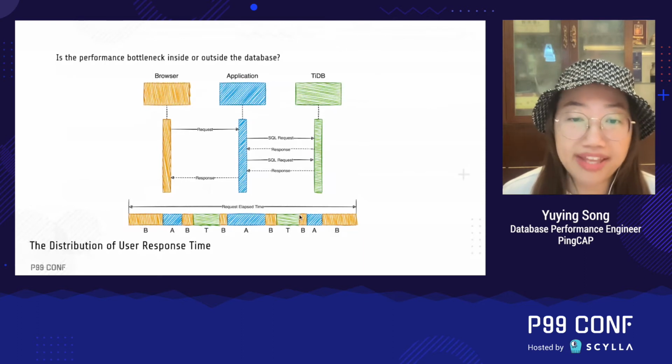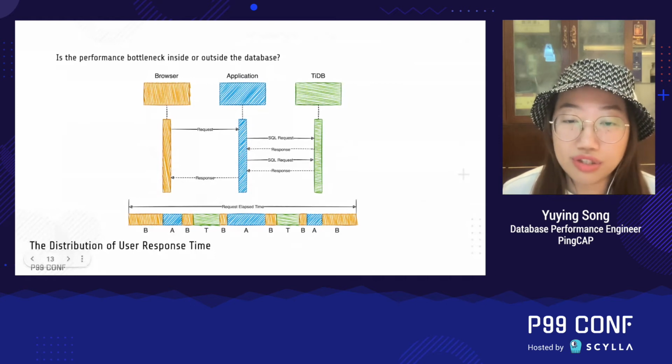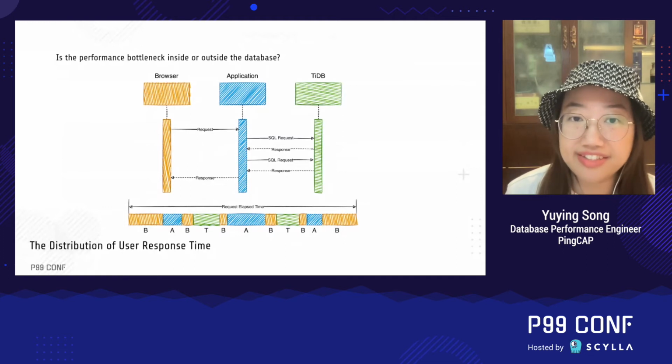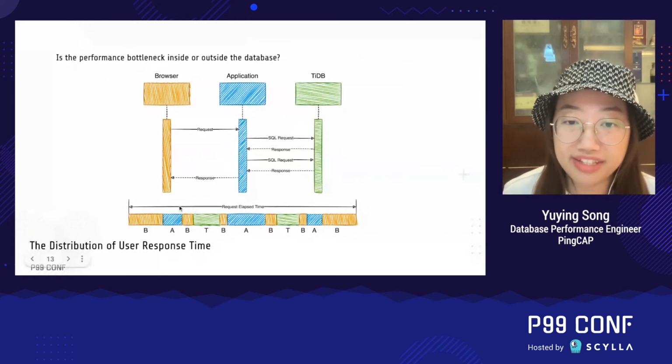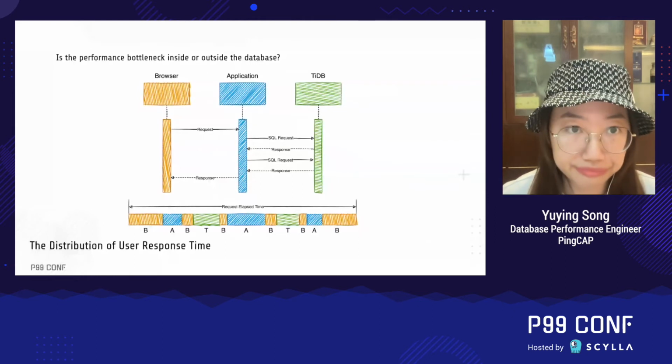The problems could be anywhere, right? So the first thing for database performance tuning is to identify whether the performance bottleneck is inside or outside the database. And when you confirm that the bottleneck is inside the database, meaning the time you spend in the database is longer than the time spent outside the database, the next thing you need to analyze is database time.